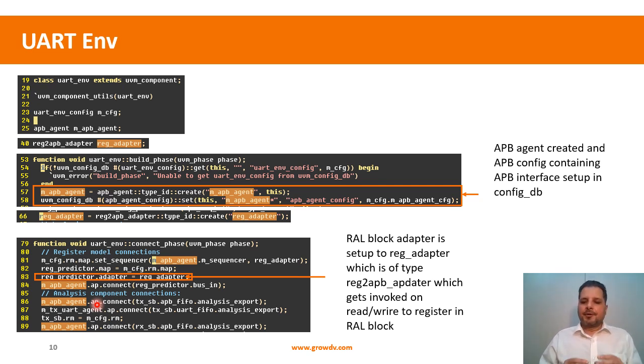So at this point, the agent has been created, and the agent's analysis port is connected to both the scoreboard as well as the coverage subscribers. Of course, we don't have a coverage subscriber here. We have the coverage subscriber within the agent, so we will look at it in the next few slides. But at this point, the next step for us is how the agent will be able to extract that particular agent config. That is the next step we will look for.